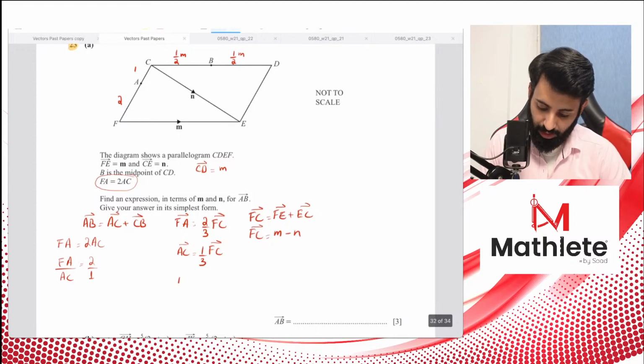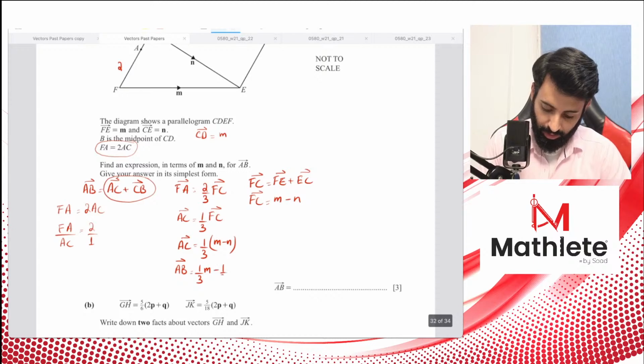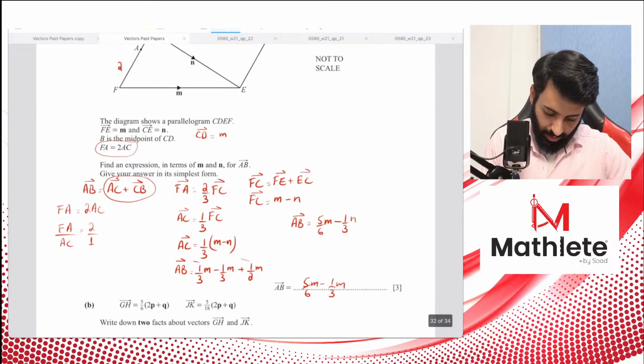That allows us to find AC. Now we know that AC is equal to 1/3 of M minus N. And remember, what did we decide for AB? We knew that AB is basically equal to AC plus CB. Now we know what AC is. AC is 1/3 of M minus 1/3 of N plus CB, which is equal to half M. Now here's what we're going to do. We're going to add 1/3 plus 1/2. When you do that, 1/3 plus 1/2 becomes 5/6. So 5/6 M minus 1/3 N. And there you go, that is your final answer. 5/6 M minus 1/3 N.